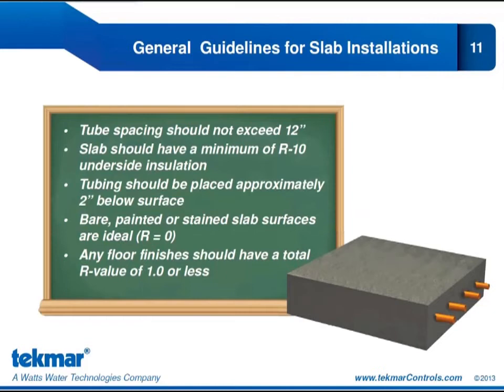Preferably, we would like an R value of 0. So bare, painted, or stained slab surfaces are ideal. And if you are going to install a floor covering, then make sure the R value is under 1. And even an R value of 1 can be very insulative. So keep that in mind when you're designing your geothermal distribution system, that it's going to have an impact on your entering load water temperature, which is in turn going to impact the efficiency of the system.